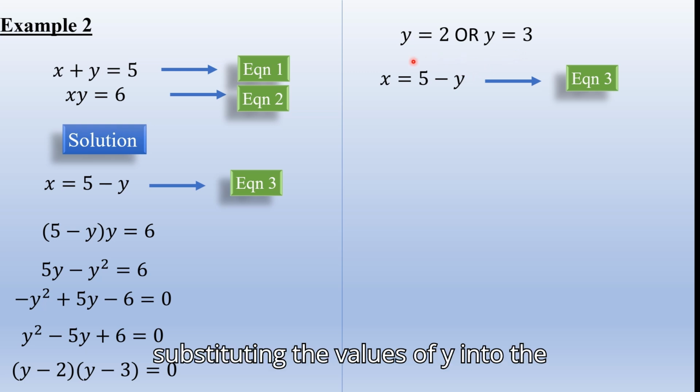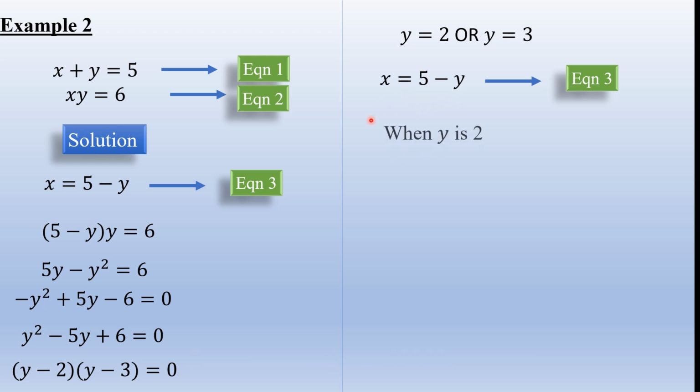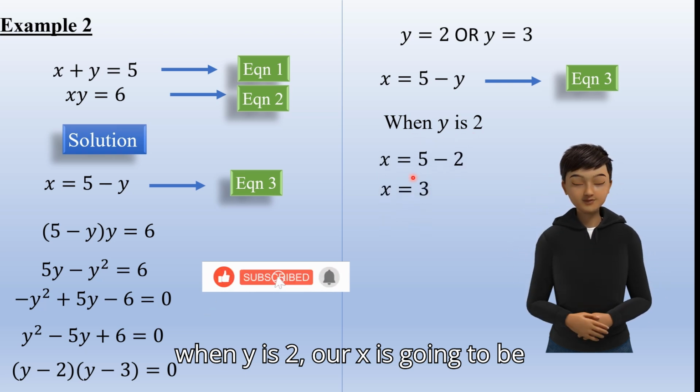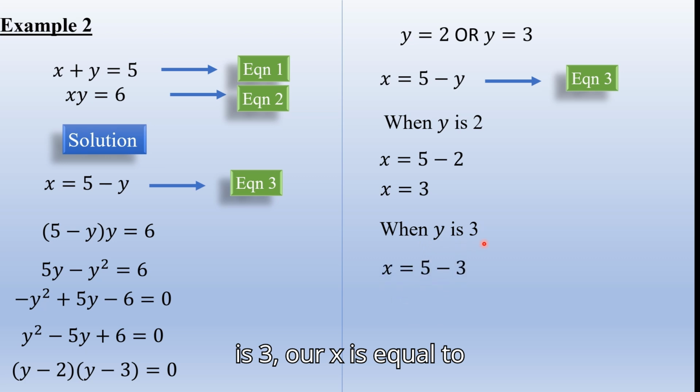Therefore, substituting the values of y into equation 3, which is x equals 5 minus y, we have when y is 2, our x is going to be equal to 3, and when y is 3, our x is equal to 2.